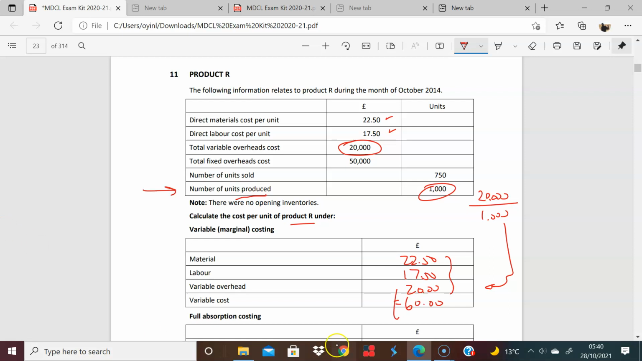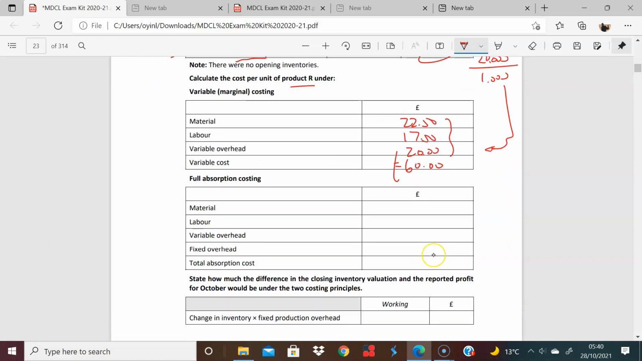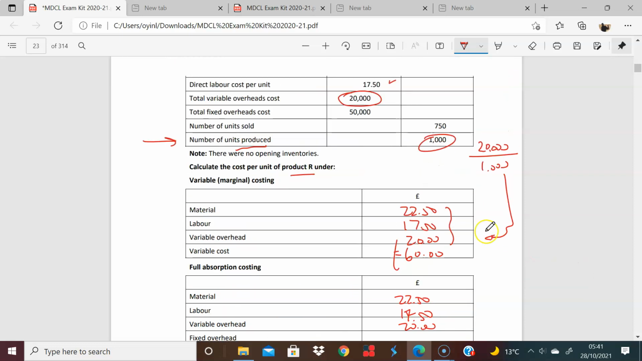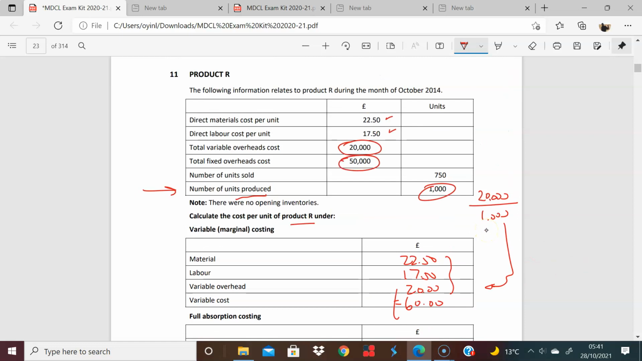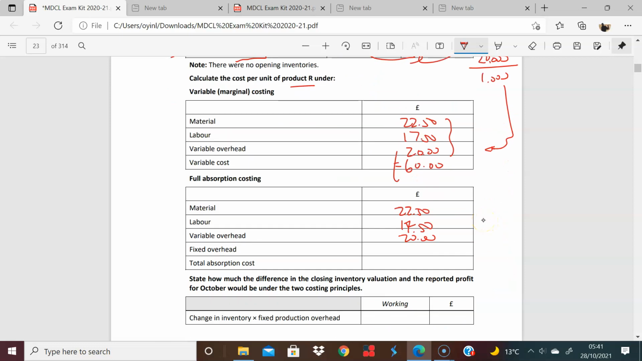Now with absorption costing, with full absorption costing, I pretty much have the same top bits over there, 22.50, 17.50, £20. But with the fixed overhead, it's the same sort of principle. I take that fixed cost and I spread it over the 1,000 units that you produced, because that's what's happening. This is a production process, and that's £50. And when you add all that together, you have a total cost of, sorry, £110.